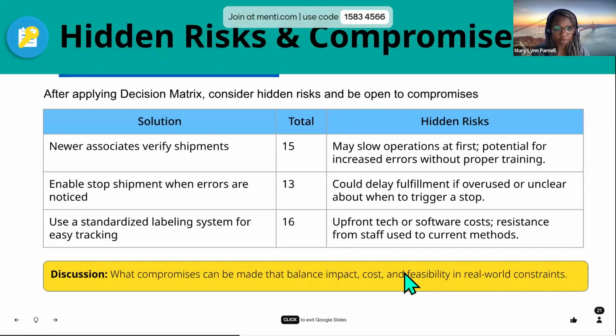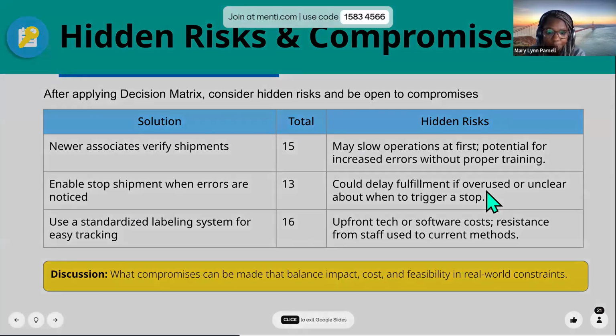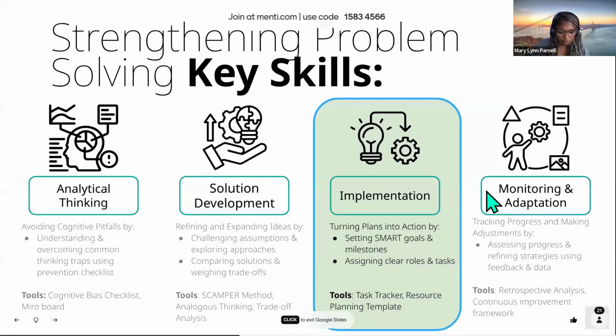All right. So hidden risks and compromises, which I think I did this chart ahead of time, but newer associates may slow operations at first, potential for increased errors without proper training, enabling could delay, and then upfront tech or software costs. So really looking, here's your solution, but what are some of the risks, and looking at that second layer. Okay. So that takes our decision matrix a step further and covers what that trade-off analysis would look like.